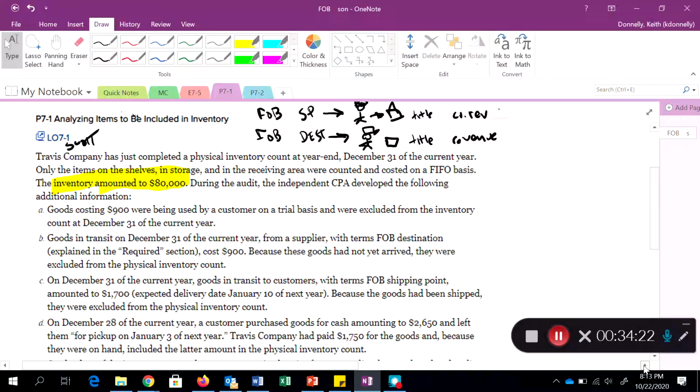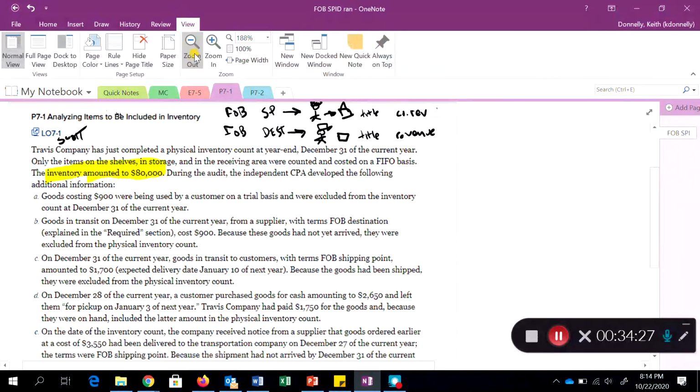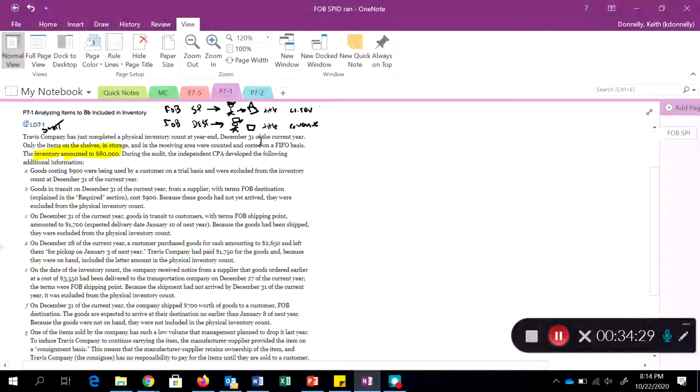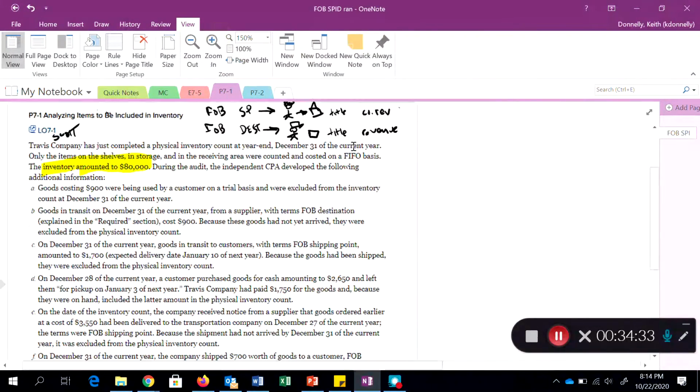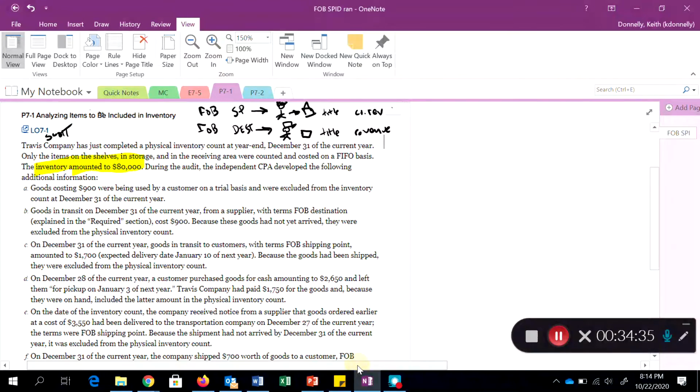So what they're saying to us, they're going to give us some facts. I'm going to read them out loud because it might be hard for you guys to read them, but for me to do the chart on this, we have to have sufficient room over here. So essentially what's going on is they said, hey, we had ending inventory of $80,000.